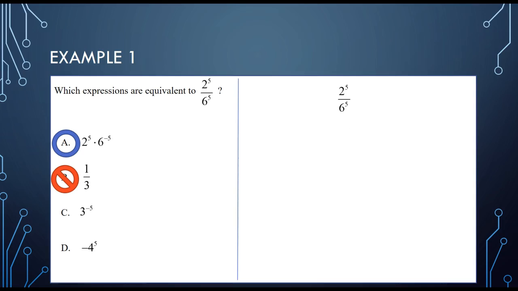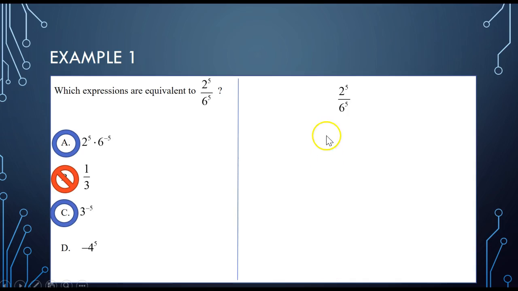For choice C, I'm going to use our quotient rule and rewrite this as 2 over 6 to the 5th power. We can see how those two are related. Well, 2 over the 6, as we just discussed, does simplify to 1 over 3, but 1 over 3 is a reciprocal, so I could easily write this as 3 to the negative 5th power. So choice C is a possibility.